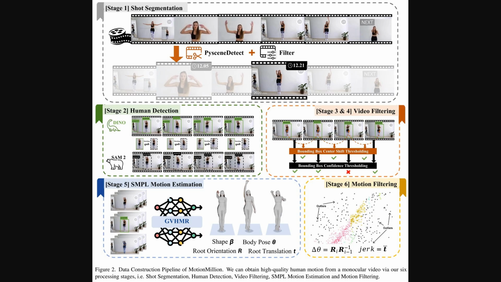Building on that, this next figure shows us exactly how they created the massive dataset that makes all this possible. It's a 6-stage pipeline for building what they call the MotionMillion dataset. It starts with raw video, first breaking it into smaller shots, then detecting the person in each frame. After filtering out bad clips, it moves to the core step, SMPL motion estimation. SMPL is a digital 3D model of the human body, and this stage extracts the precise pose and movement, turning video into structured data. Finally, more filtering cleans up any jerky motions.